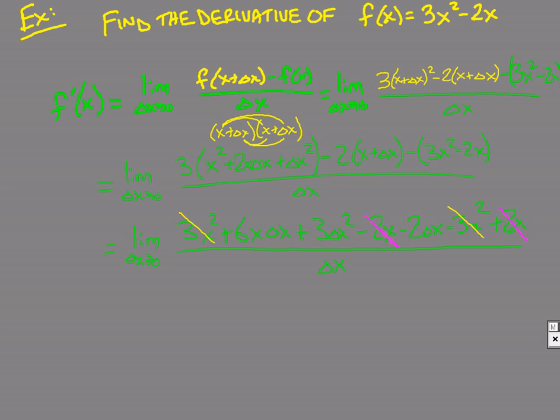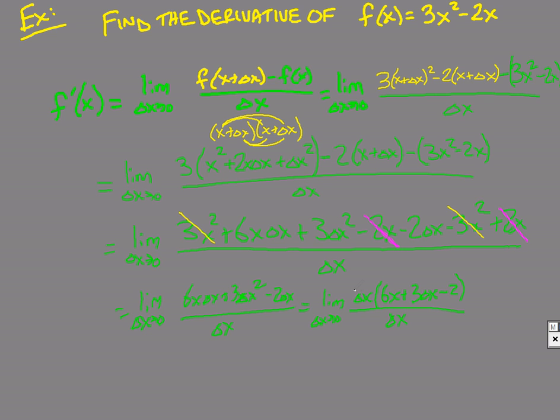And what am I left with? I now have, still taking a limit, the limit as delta x approaches 0. I have up top a 6x delta x, I have a 3 delta x squared, and I have a minus 2 delta x, all over delta x. So what I'm going to do, I'm going to factor out that delta x. If I factor out a delta x, I'm left with a 6x from this first term, a 3 delta x from the second term, and a minus 2 for the last term. It's still all over delta x.